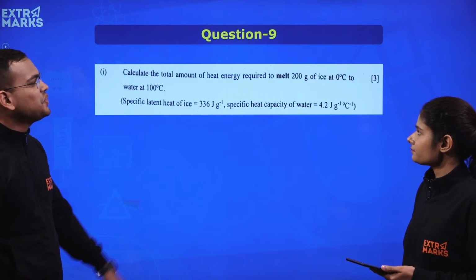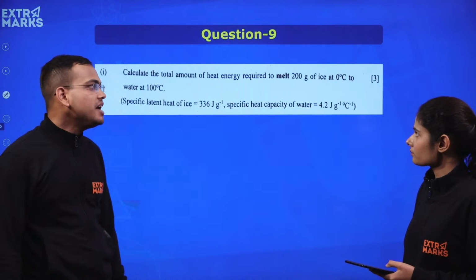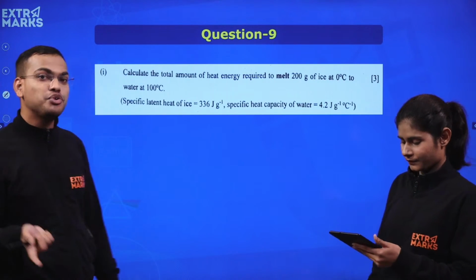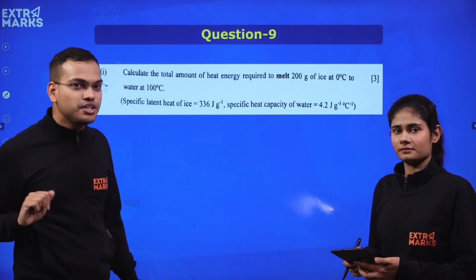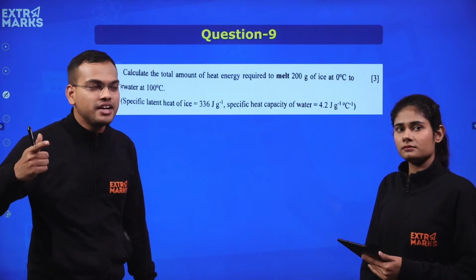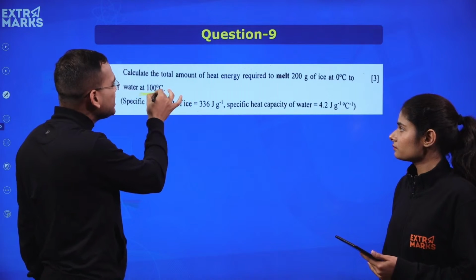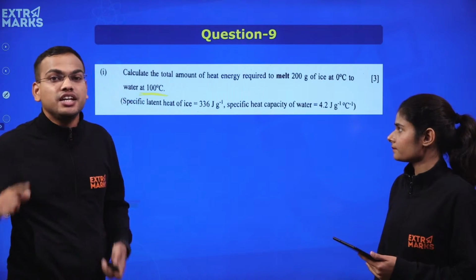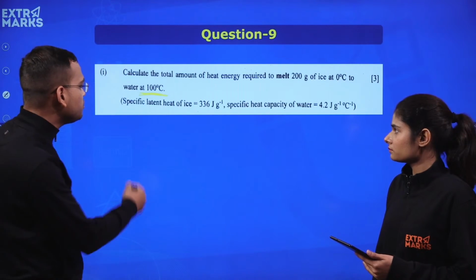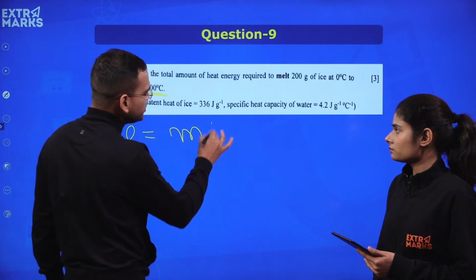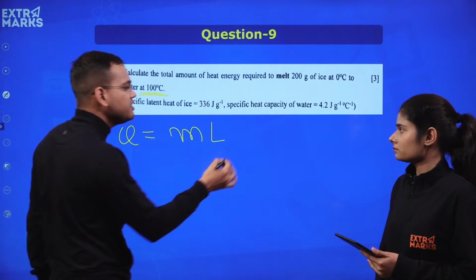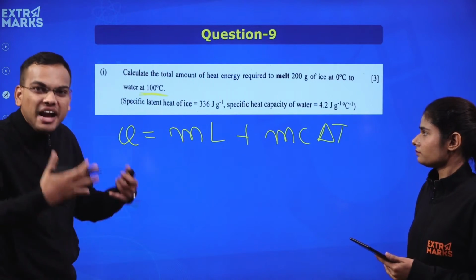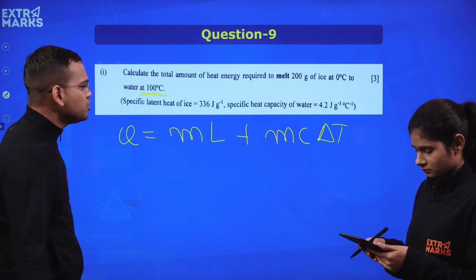Calculate the total amount of heat energy required to melt 200 gram of ice, which is at 0 degrees Celsius. You not only have to melt it, because it is ice at 0 degrees Celsius. So first you have to melt it, and then you have to raise the temperature of it to 100 degrees Celsius as well. So first melting is happening, and then increase in temperature is also happening. That's very simple. First heat is provided to melt that ice, and then heat is provided to increase the temperature of that melted water. So we just put the values.